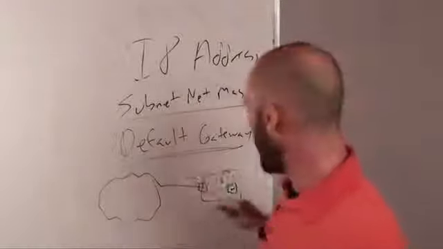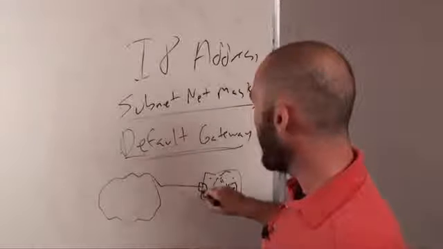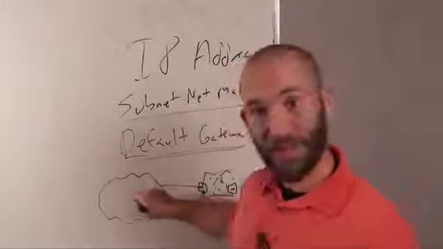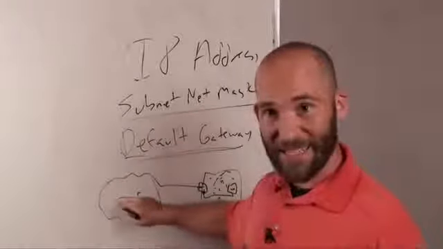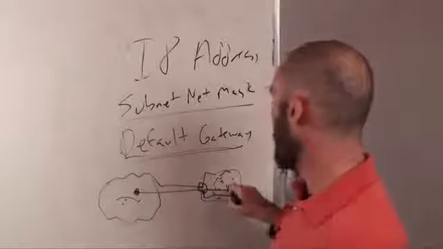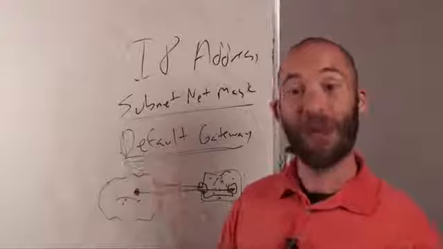If it's not there, it will then use this default gateway. It will go to the router and say, hey, I need to find cnn.com. That router will then go out to the internet, and through a whole bunch of magic of the internet, it will find cnn.com, and it will create a link between cnn.com and your computer. So the default gateway is the router.